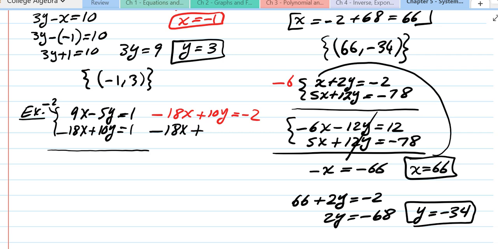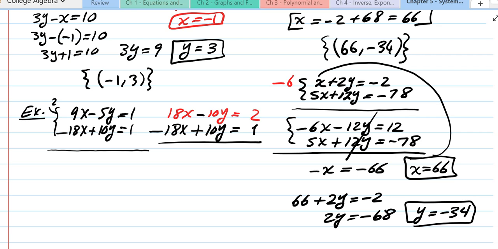Negative 18x plus 10y. Let me... let's see. Actually, I don't want to multiply by negative 2. Just caught my own error, right? I want to multiply by 2, because I was about to cancel and I see they are not opposites. No worries. You erase this one. Now it looks good. Equals... There you go. Okay, now we have that.